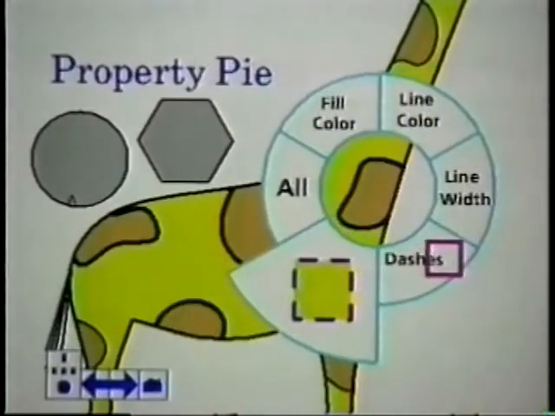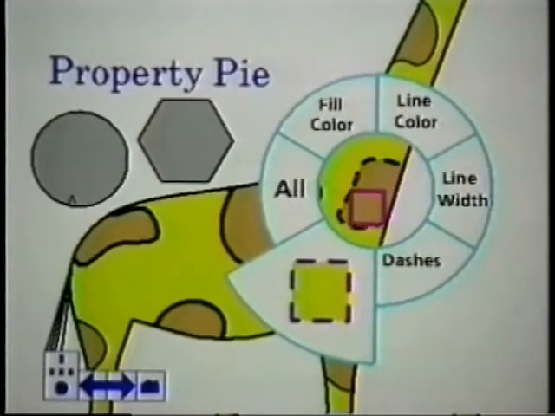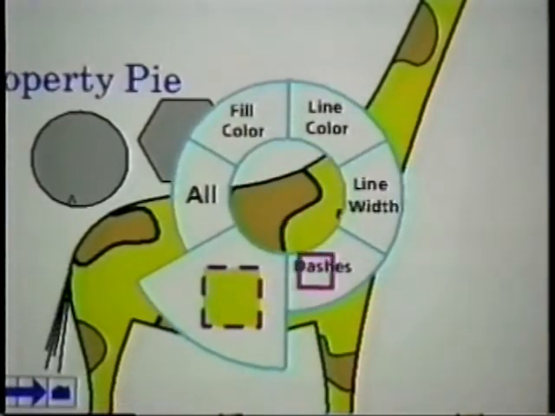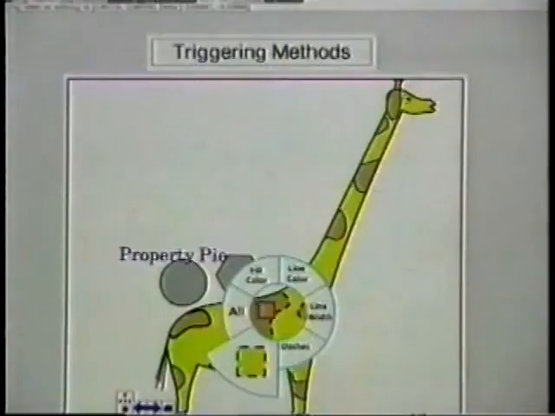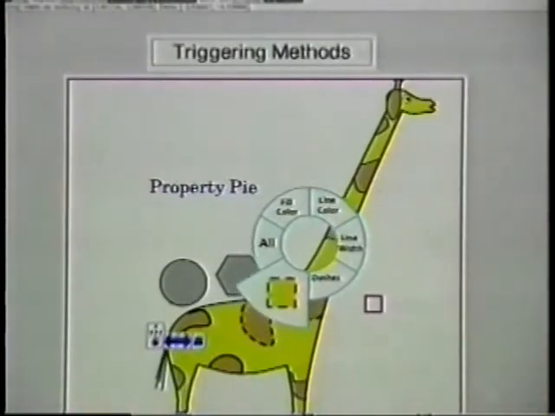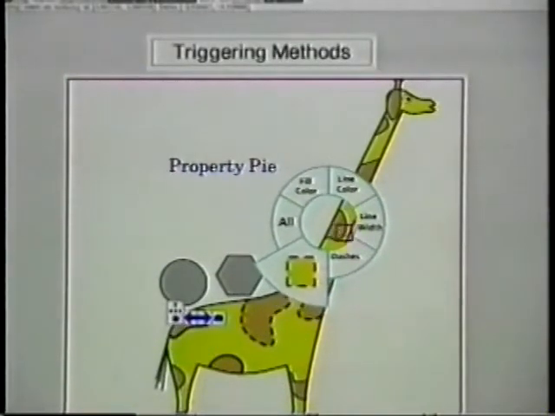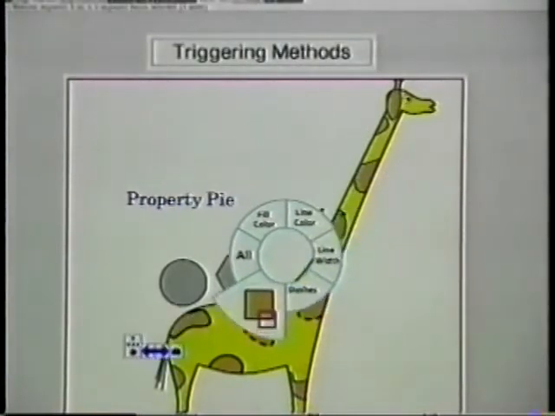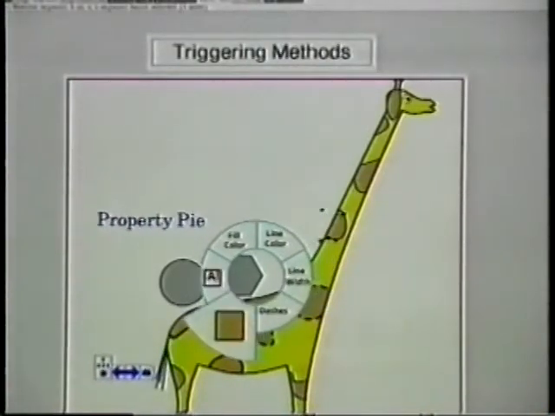Likewise, to change the dash pattern on a giraffe spot, we begin our stroke on the dashes button and move to the spot. By stroking in the other direction, we can pick up graphical properties. For example, if we stroke from this giraffe spot to the button labeled all, properties of the spot are applied to the prototype. The properties can be transferred to other shapes by stroking from all to the shapes.